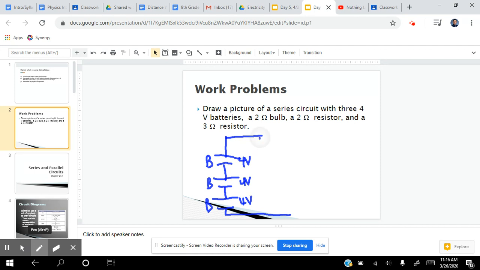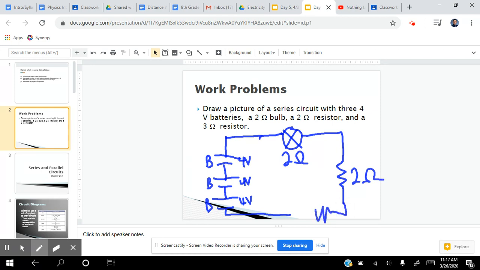So I'm going to have a 2-ohm bulb. For a light bulb, I'm just going to use this symbol. And I know we didn't talk about that one. There's multiple ways that you can represent a light bulb, though. That's one of them that you can use. That's a 2-ohm resistor. That is a 2-ohm resistor. And a 3-ohm resistor. And that is it. And that's how that would look right there.